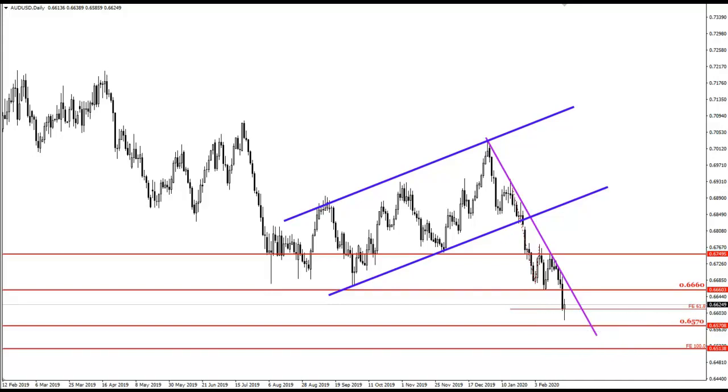Fundamental events of the week include new home sales data from the US and the US GDP data for Q4 2019. In general, there is a high probability of a continuation of the downtrend and overcoming the level of 0.6570. However, in case of a negative reaction of the market to data from the USA, an upward correction to the level of 0.6660 is possible.